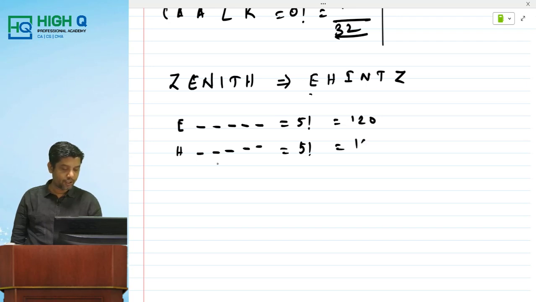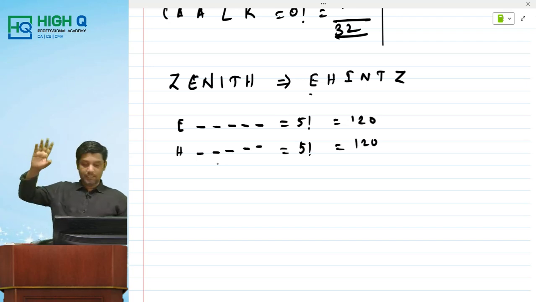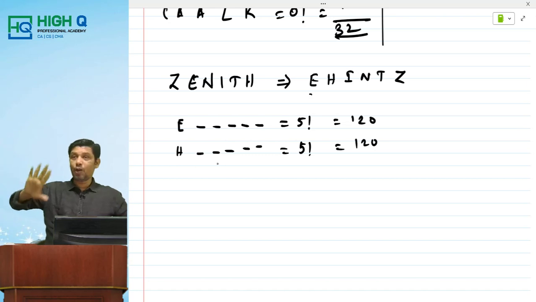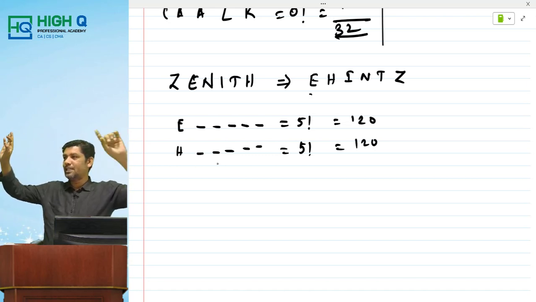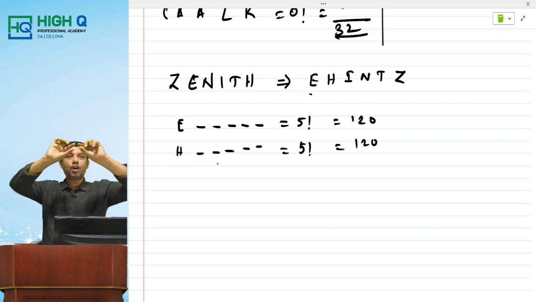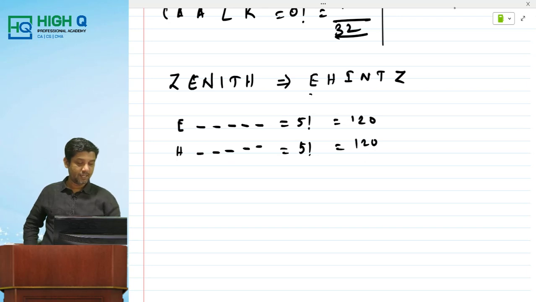Let me just tell you openly. Total how many letters? 6 factorial. What is 6 factorial? 720. Total how many letters, my dear? 6 letters. What is 720 divided by 6?